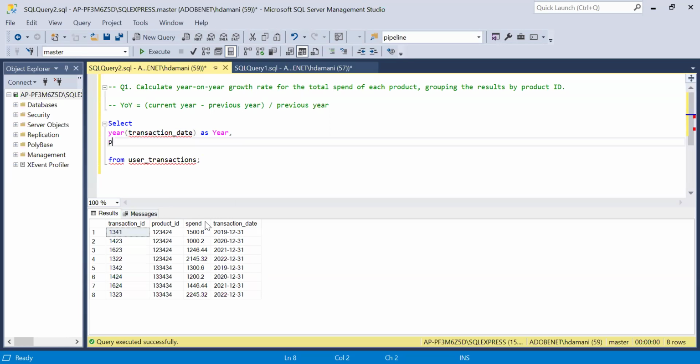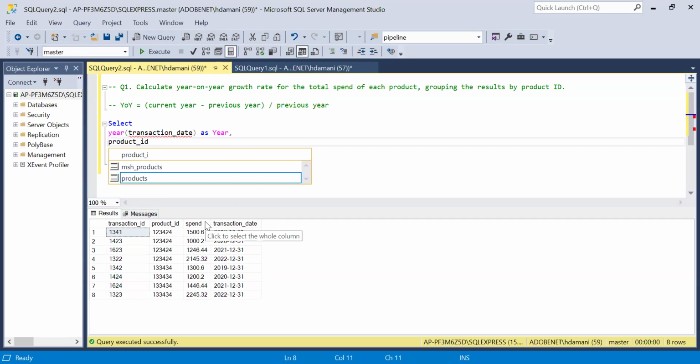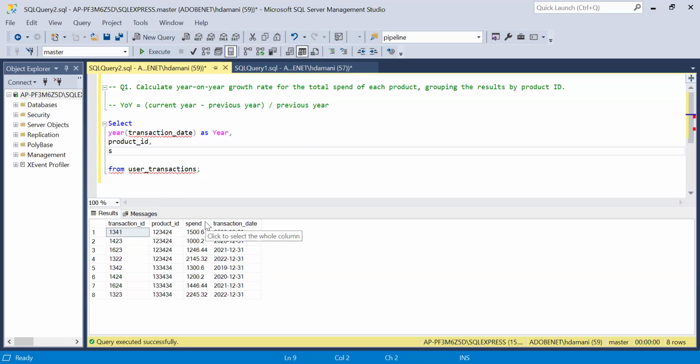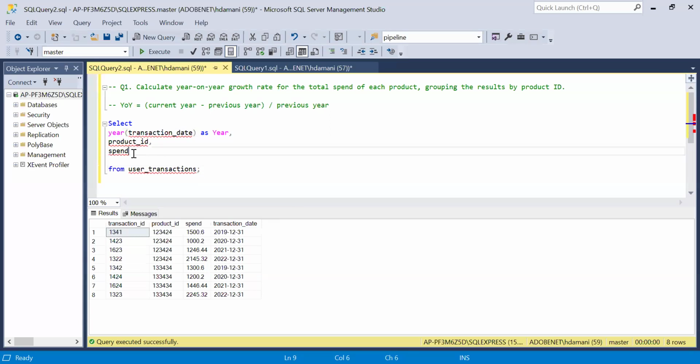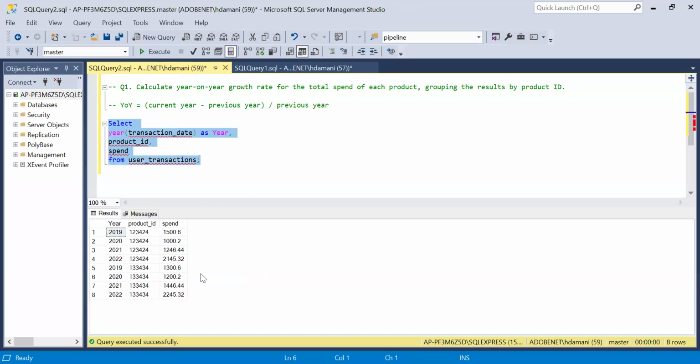I can take product ID as well, and I am taking spend as well. So these are the fields I am in need of. Let me quickly run this query and we'll see how it looks.